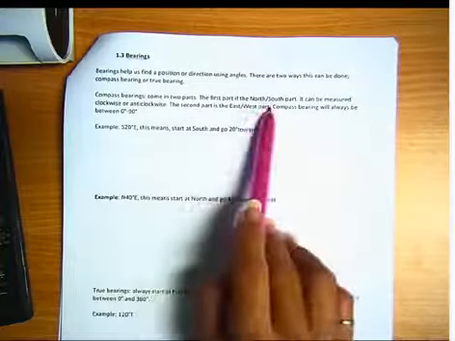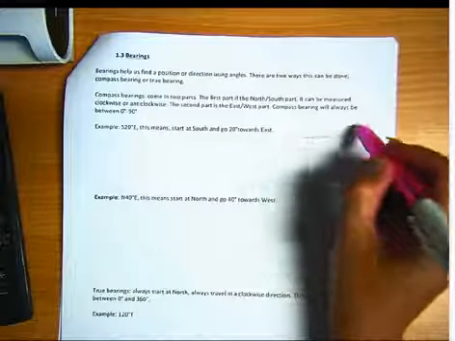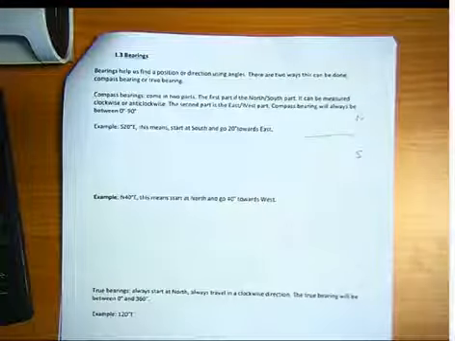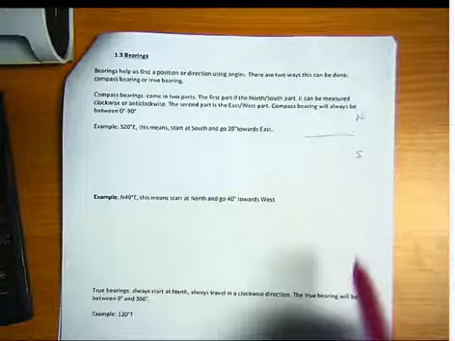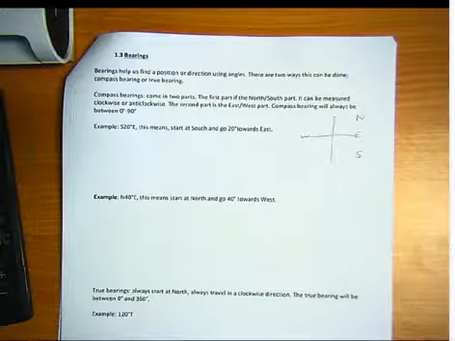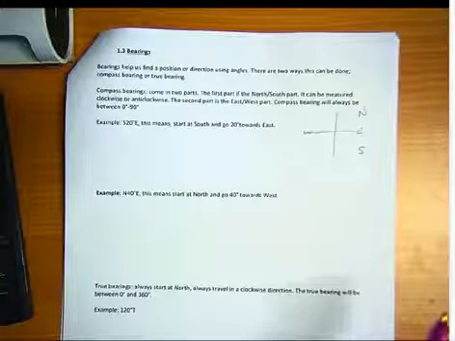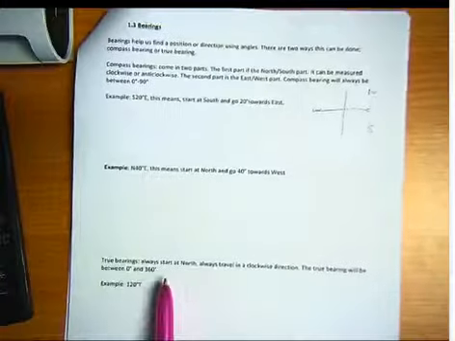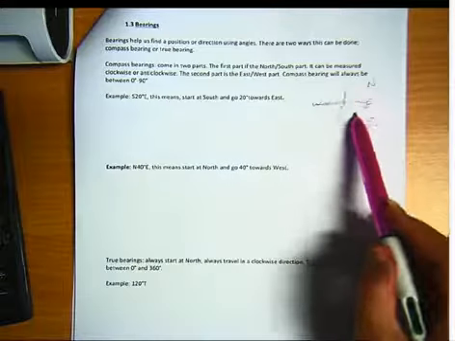The first is the north-south part, so basically, is it in the northern hemisphere or the southern? And then the east-west part. So is it east or is it west? Whereas a true bearing always starts at north and travels in a clockwise direction around here.